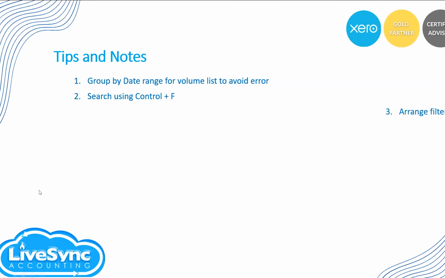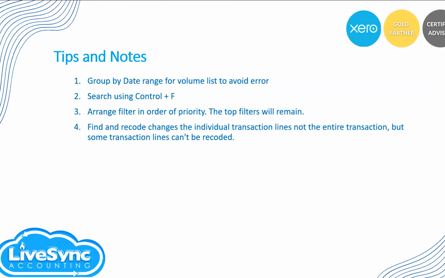Okay. Next would be arrange filter in order of priority. What's the priority? Do you want to prioritize by date and then the account? You do that. Again, make sure to select whether any or all, so that you're filtering all or only any of those conditions that will affect your search. And find and recode changes the individual transaction lines, not the entire transaction. But some transaction lines can't be recoded.